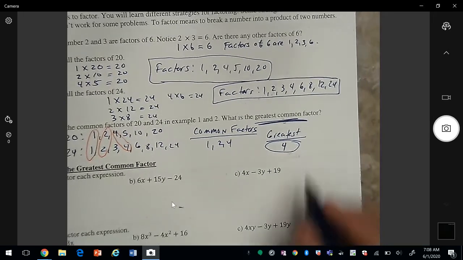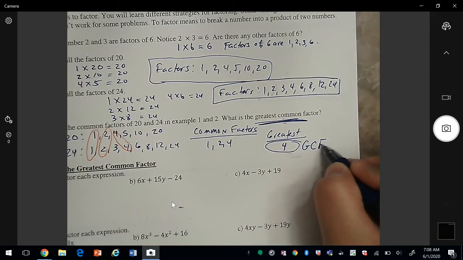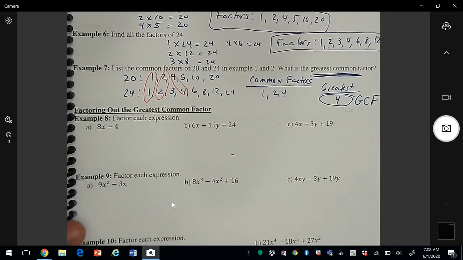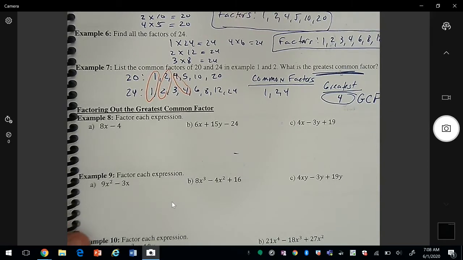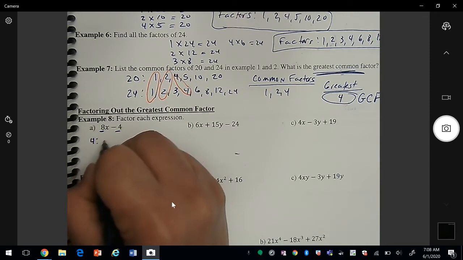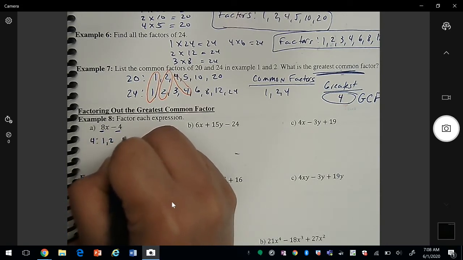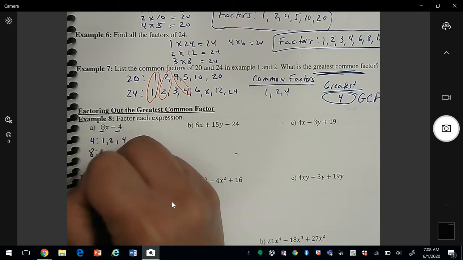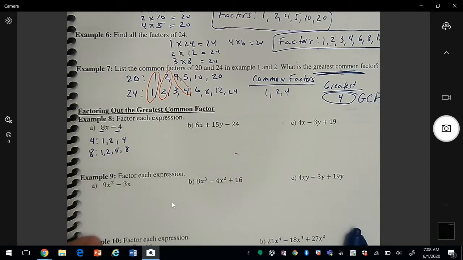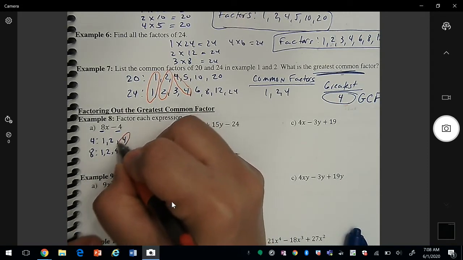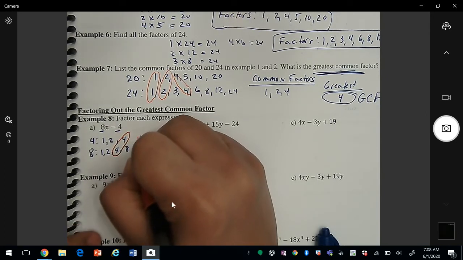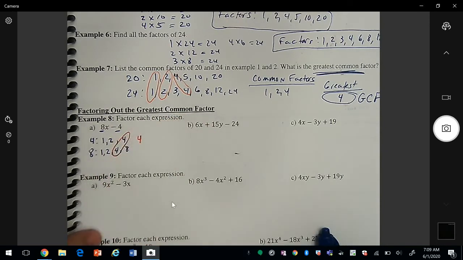We call this the greatest common factor, or we use GCF for short. So now, for example 8, it says factor out the greatest common factor. You want to look at the numbers 8 and 4, and you can list the factors. For 4, we get 1 times 4 and 2 times 2. And for 8, we get 1 times 8 and 2 times 4. The greatest common factor, as you can see here, is 4. And so we're going to factor this 4 out of the problem here.